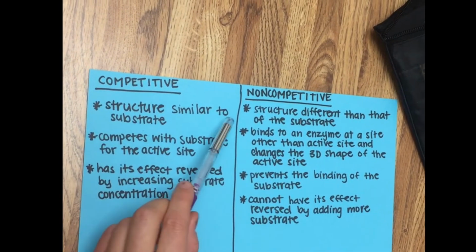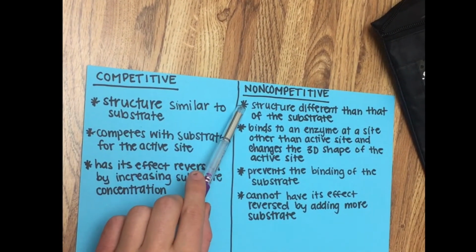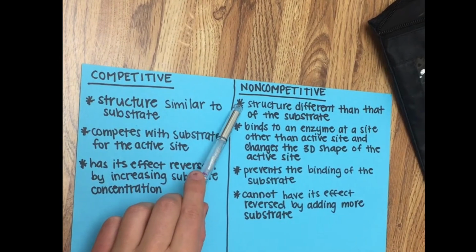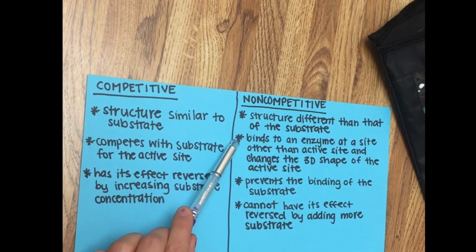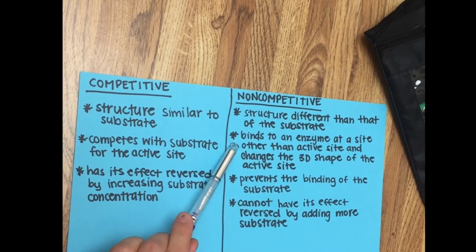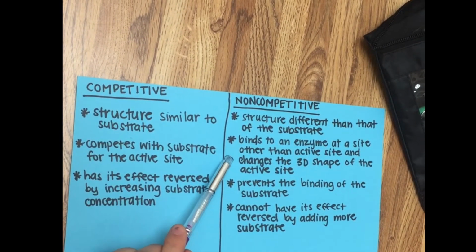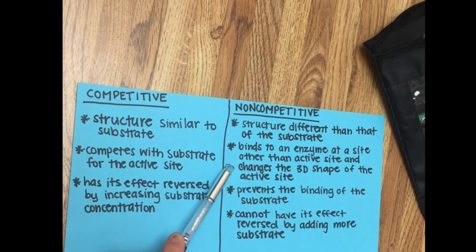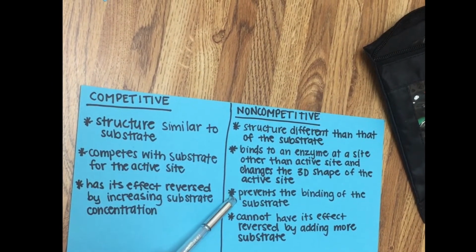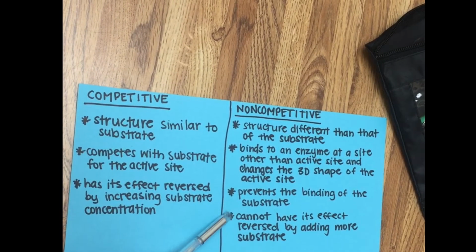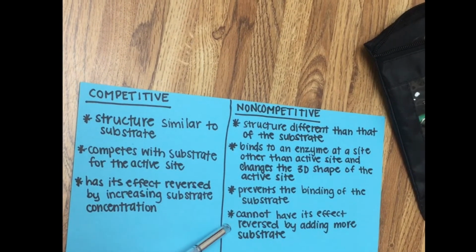Now for non-competitive inhibitors, their structure is different than the substrate's. The non-competitive inhibitor binds to an enzyme at a site other than the active site and changes the 3D shape of the active site. This prevents the binding of the substrate and therefore cannot have its effect reversed by adding more substrate.